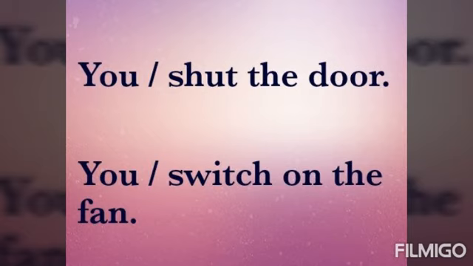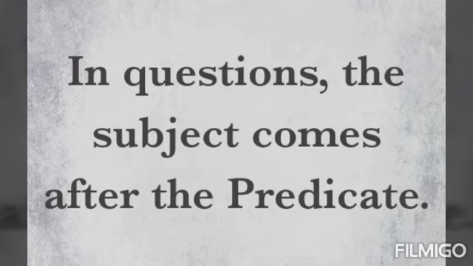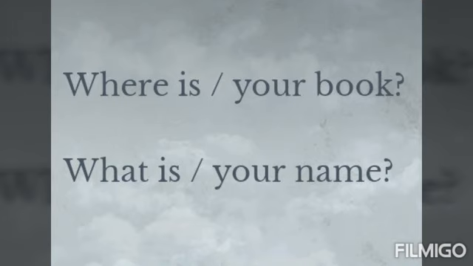Okay children. Now look at these sentences. Where is your book? What is your name? In these sentences, which is the subject? I told you already, a subject usually comes before the predicate, isn't it? But in questions or interrogative sentences, the subject comes after the predicate. So, here, your book and your name are the subjects and where is and what is are the predicates.